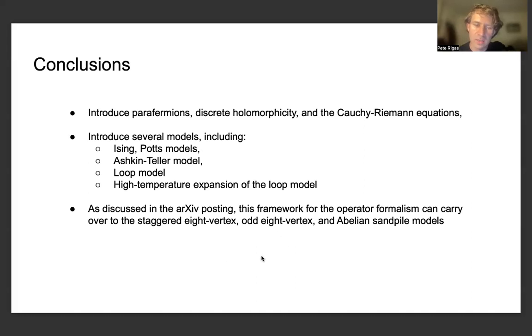And the odd 8 vertex and the staggered 8 vertex relate to the 6 vertex model, except that we have 2 extra configurations from the fact that we don't have to enforce the ice rule. So it's just relating to another type of model, and how one can formulate and further carry over this notion of the parafermionic observable.